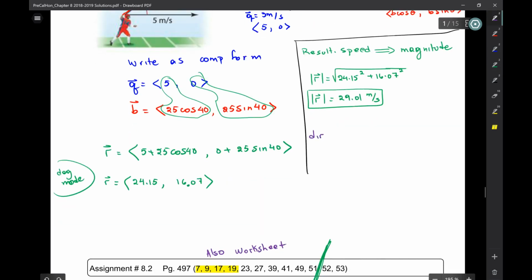For the direction, you're always going to do inverse tangent y over x. Always. Always. At 1 a.m., at 5 p.m., in France, in the southern hemisphere, everywhere.